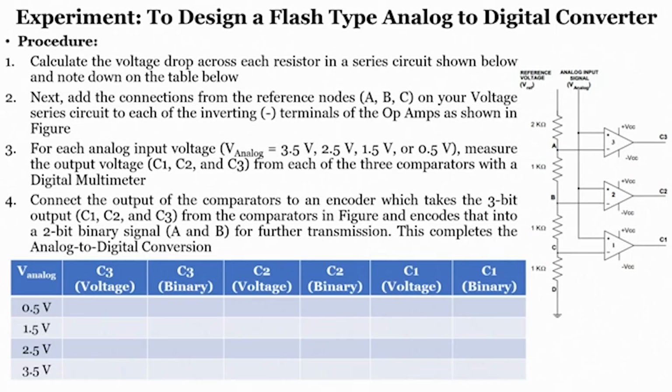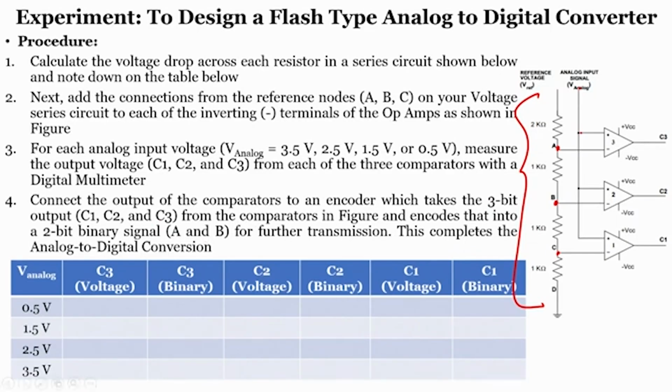Now to perform this, we can calculate the voltage drop across each resistor in series, as you can see here, and note it down in the table below, which is C3. Then add the connections from the reference nodes A, B, C on your voltage series to each of the inverting terminals. You can connect this one, this one, this one. This is your reference voltage which is constant, and this is your analog voltage. So depending on the value of the analog voltage, either our output will be 1 or it will be 0. Now you can connect the output of the comparators to the encoder, which takes a 3 bit output C1, C2 and C3 from the comparators in the figure and encodes that into a 2 bit binary signal A and B for further transmission.